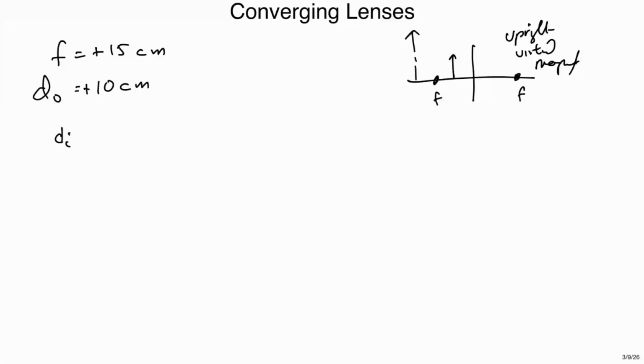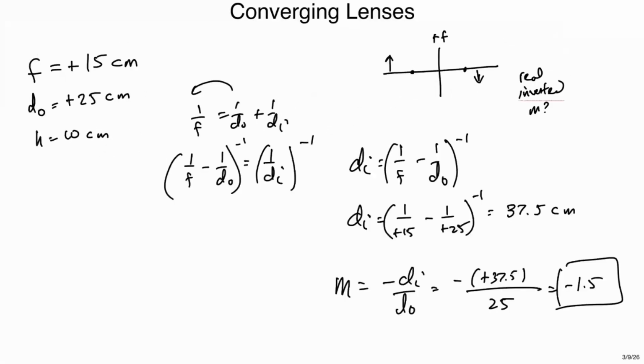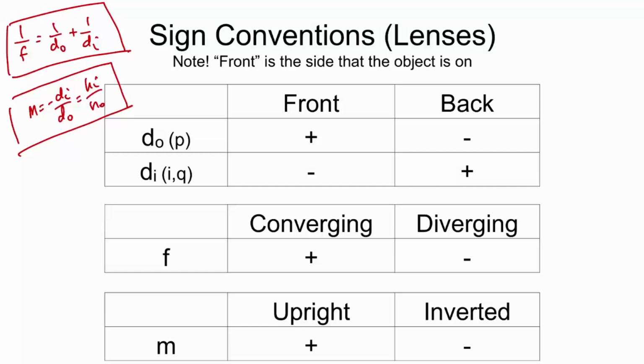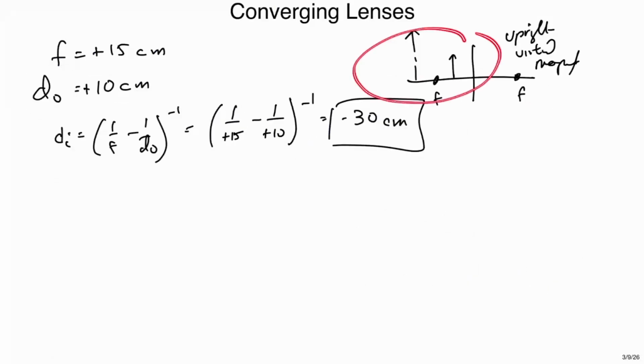We're just going to go for the image distance because we've already solved for it many times. So 1 over positive 15 minus 1 over positive 10 inverted got me negative 30 centimeters. Okay, what does the negative sign on the image distance mean? A negative sign means it's on the front side. Is that true? Yeah, right? That's what it should be. The front side is where the object is. Should have a negative distance. All right, I like it.